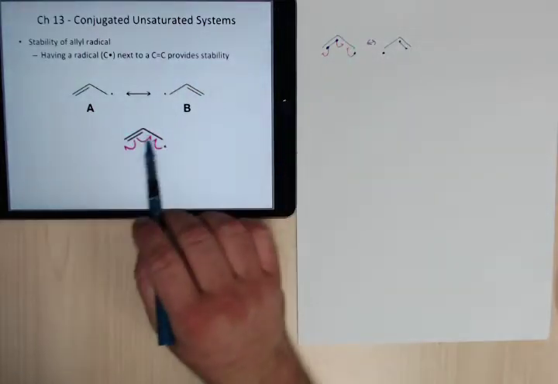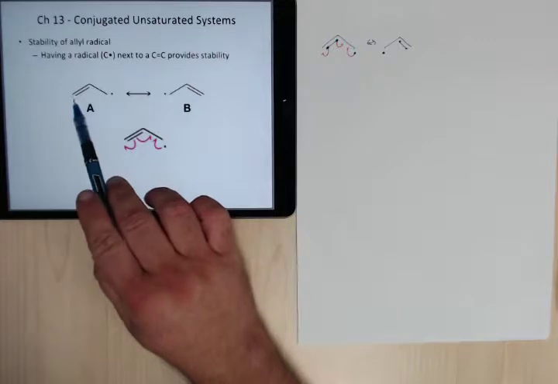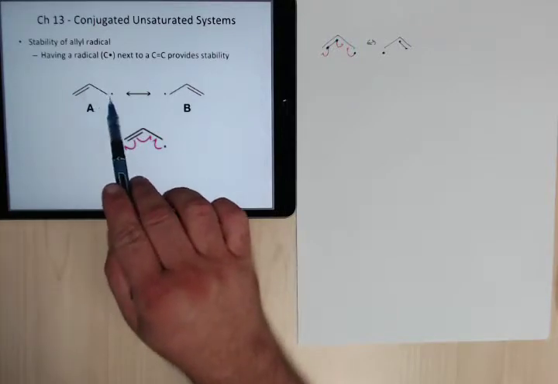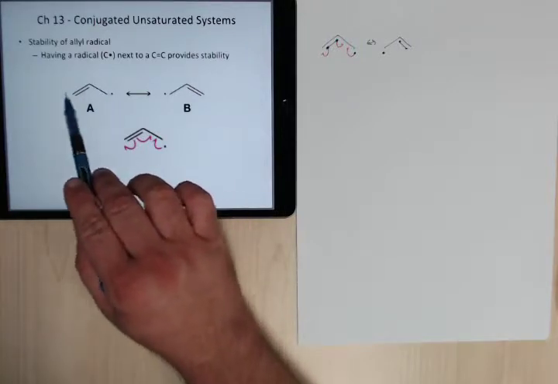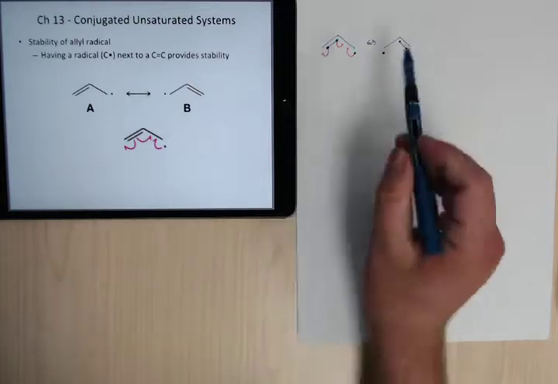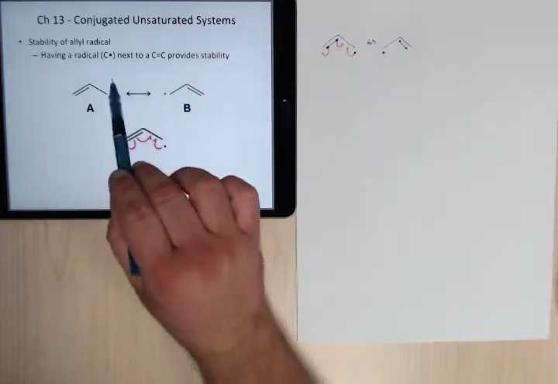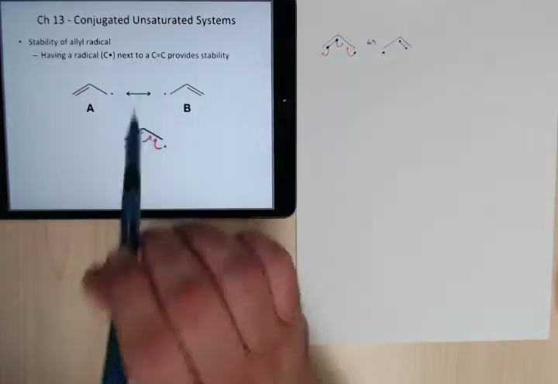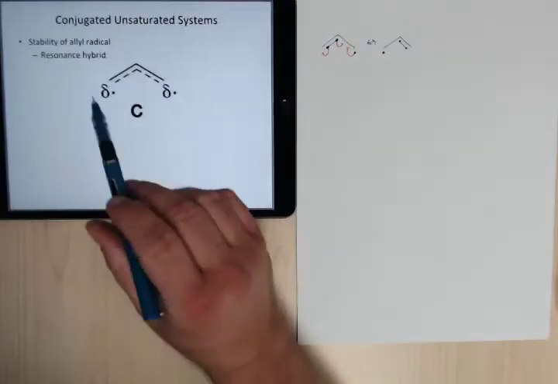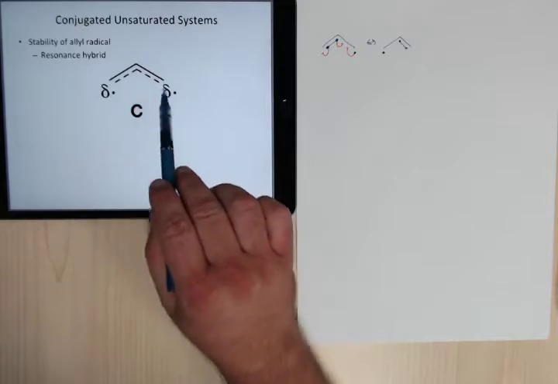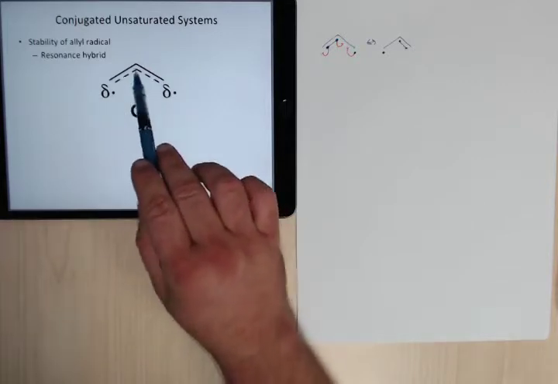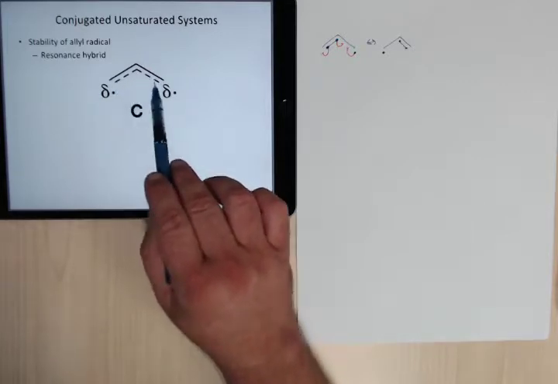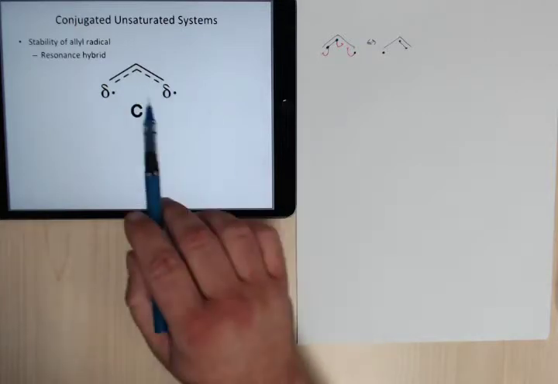Having this next to the allylic radical can provide some stability to the molecule. So it's not just this carbon that has to do with the radical. You can share the load with this one. If you think of the resonance hybrid, it's sort of like a half bond, half double bond for each one, on each carbon.